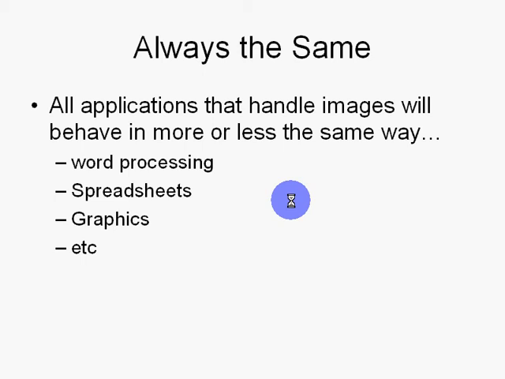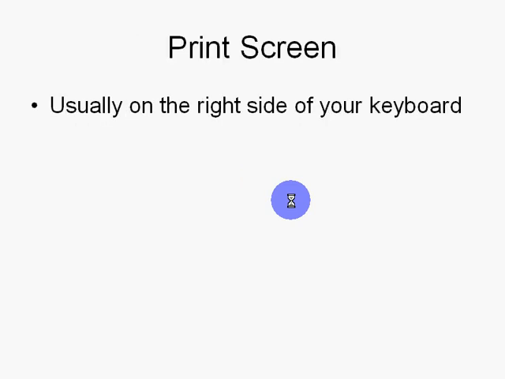Your word processing application, spreadsheets, your graphics applications, they all handle images and pasting the same way. Let me show you what I mean. Print screen, it's usually on the right hand side of your keyboard. I can't show it to you unfortunately, but on my Dell keyboard it is the third button from the right, on the right hand side, top corner. Let's go ahead and do a demonstration of that.